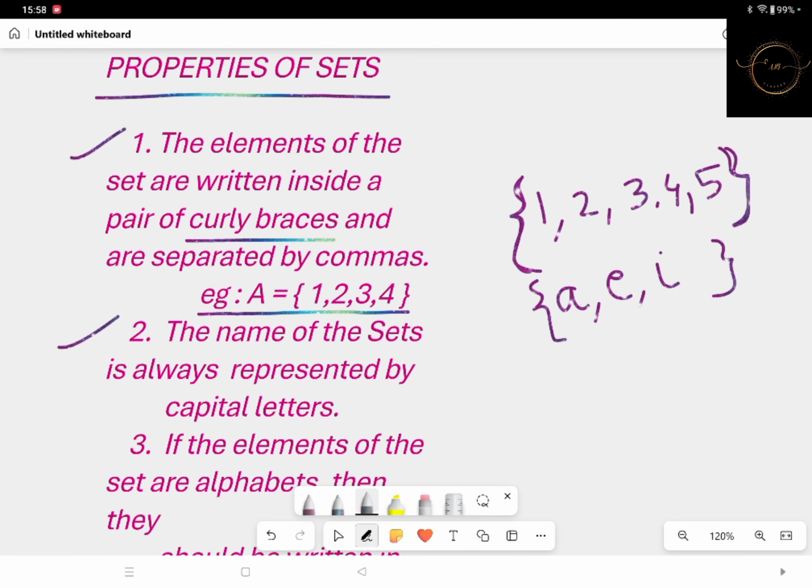Coming to the second rule, the name of the set is always represented by capital letters. Look over here, capital A is written in capital letters. When you are naming any set, it has to be written in capital letters, and when you are writing the elements of the set, they have to be written in small letters.